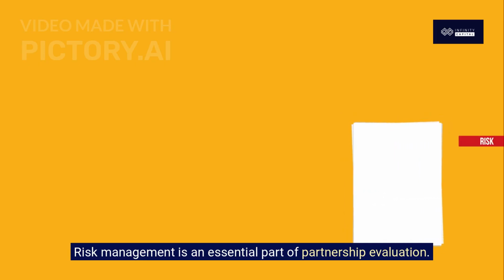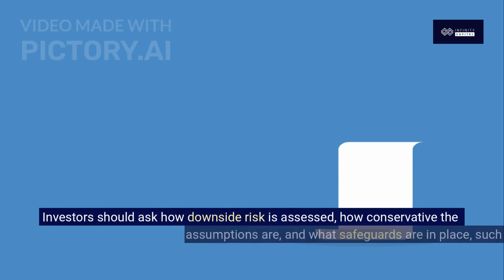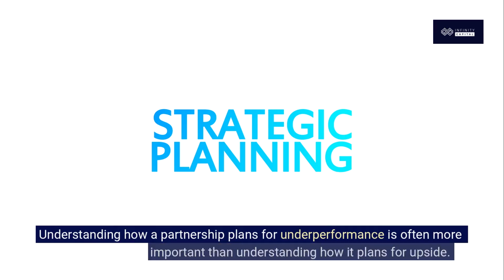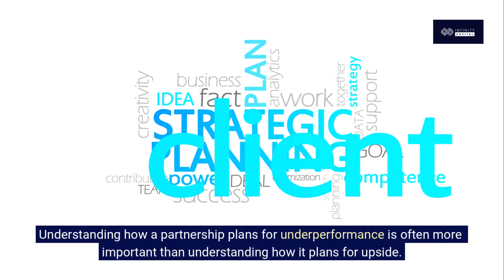Risk management is an essential part of partnership evaluation. Investors should ask how downside risk is assessed, how conservative the assumptions are, and what safeguards are in place, such as reserves or debt structures. Understanding how a partnership plans for underperformance is often more important than understanding how it plans for upside.